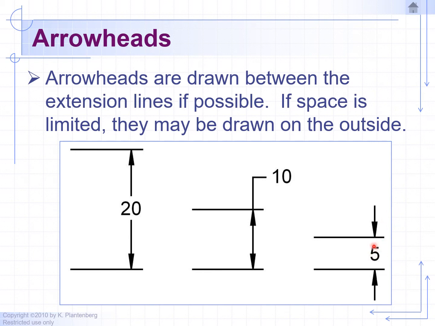So another option is to leave the text inside. Here we have a dimension of 5. If you have the arrowheads inside, it will look too crowded, so you have the option of placing the arrowheads outside the extension lines. And if it still looks too crowded, you can also take the text of 5 outside, just like we did with the 10 on this one. Once again, avoid having crowded symbols and text, and one way is to place them on the outside.